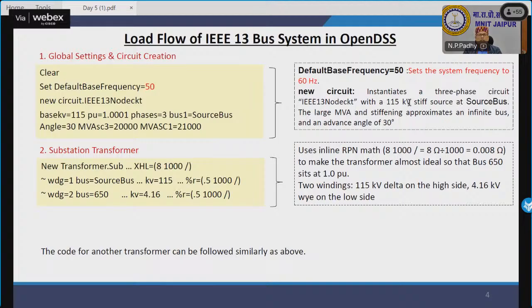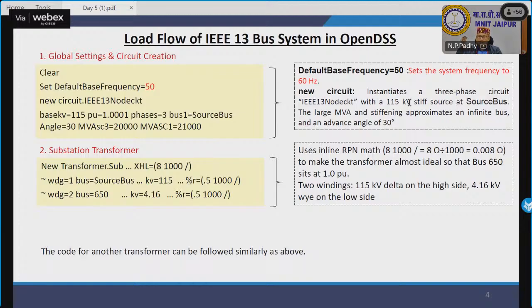You can enter all the data. The default base frequency you can consider 50, and the system can also be considered 60. The new circuit that you initiate is a three-phase circuit, the IEEE 13 node circuit, with a 115 kV stiff source at the source bus, a large MVA short-circuit approximation of an infinite bus, and an advance angle of 30. So this is basically your system description. It also uses an inline RPN, that is 8 upon 1000, that is 0.008 ohms, to make the transformer modeling.